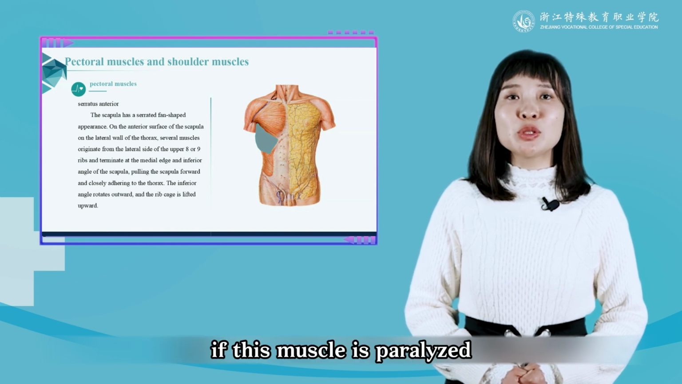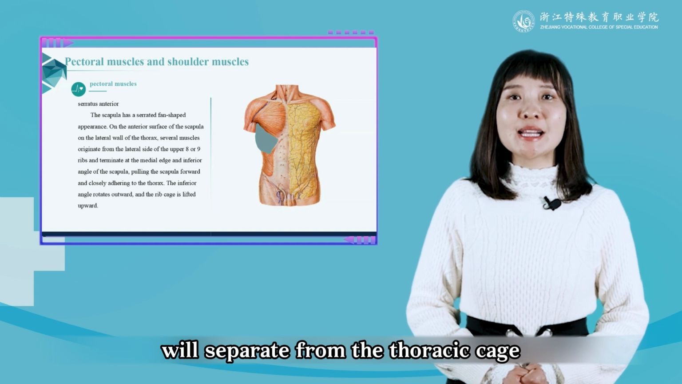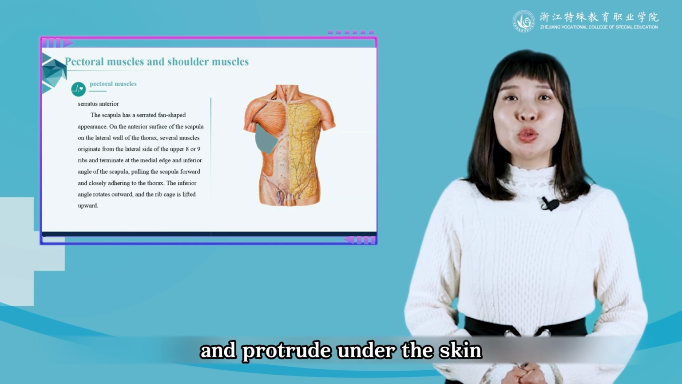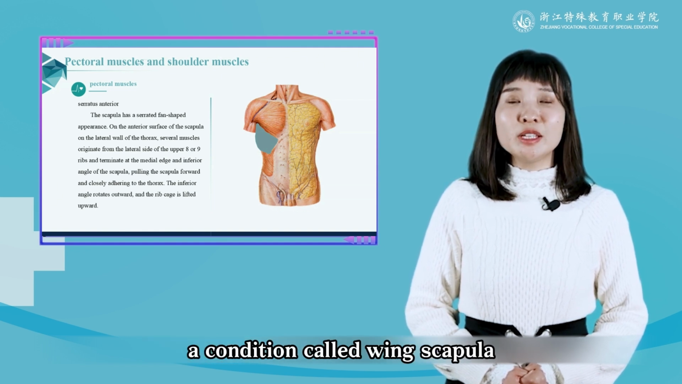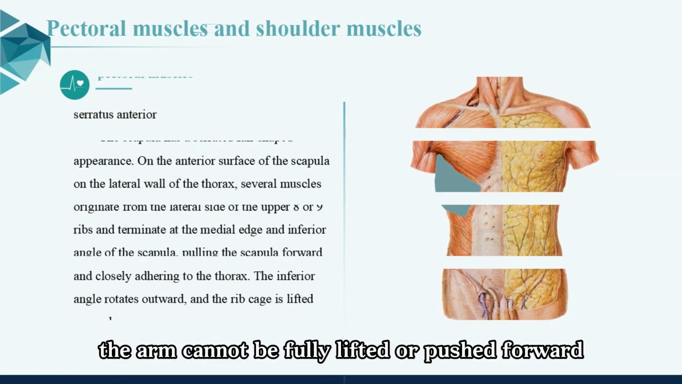If this muscle is paralyzed, the inferior angle of the scapula will separate from the thoracic cage and protrude under the skin, a condition called winged scapula. In this case, the arm cannot be fully lifted or pushed forward.